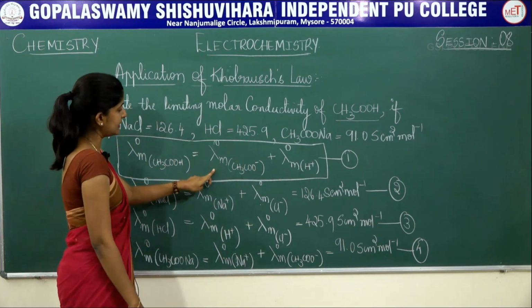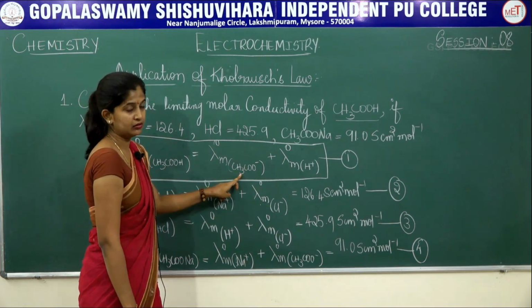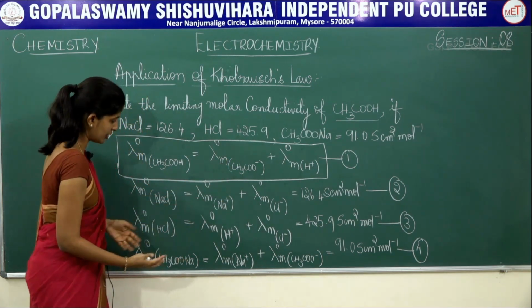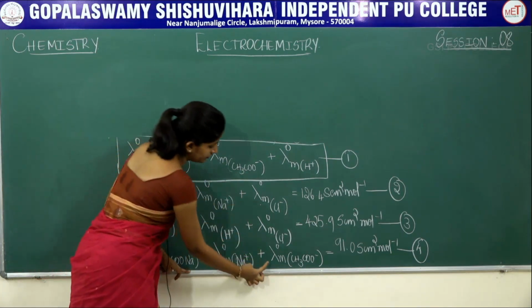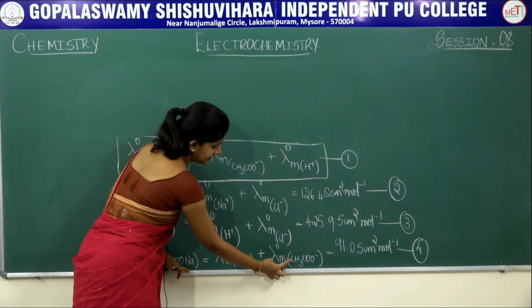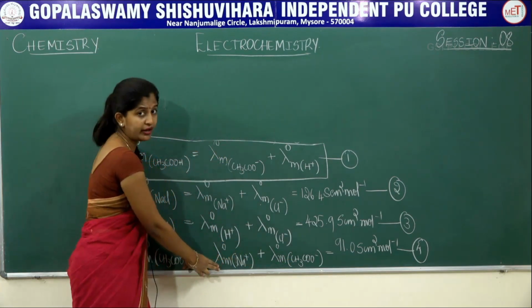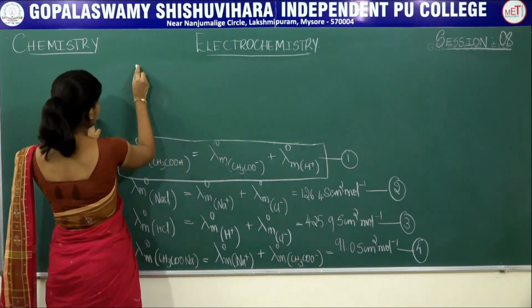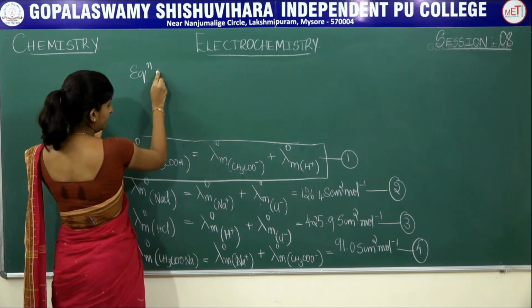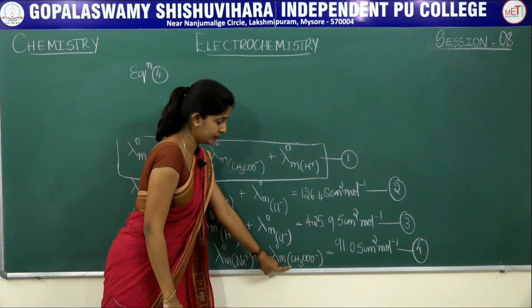So for the first equation, you can see that one of the ions I require is your acetate ion. So acetate ion is present in which equation? In the fourth equation you have acetate ion. So the fourth equation I will be taking first. Acetate ion is present, along with that sodium ion is present. We do not require sodium ion, we only want your acetate ion. So first I will write equation 4, in which I want only acetate ion.